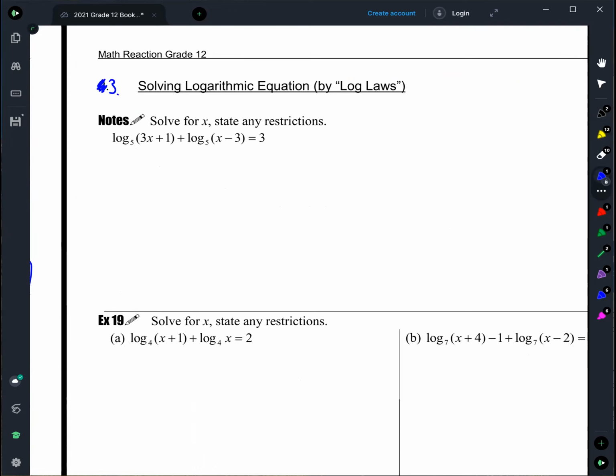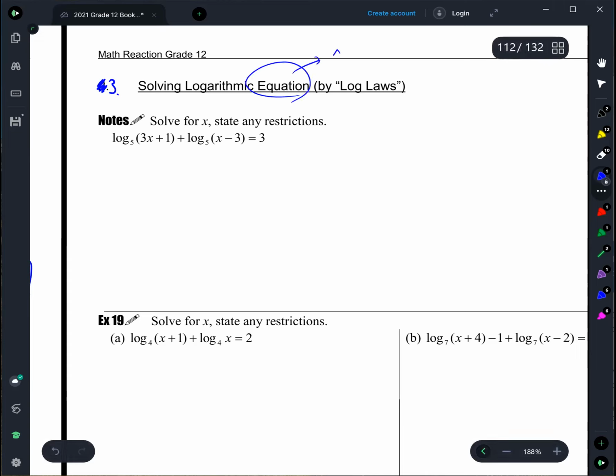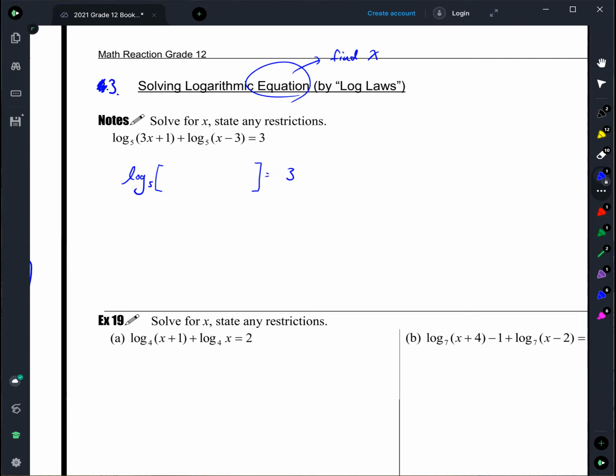So once you have learned the log law, these ones are pretty easy. You have 2 logs adding each other up. Solving equation means to find x. We are not just simplifying. We want to find what x will make the left side equal to the right side. So on the left side, we have adding, so we can use our first law. When you do adding, they can multiply together. We can turn it into a single log.